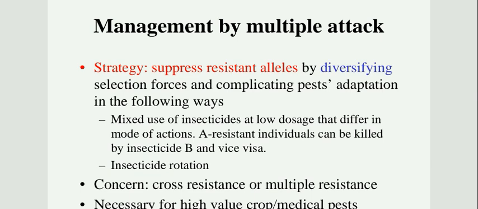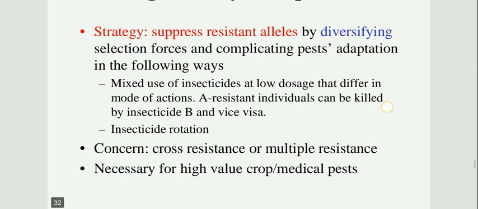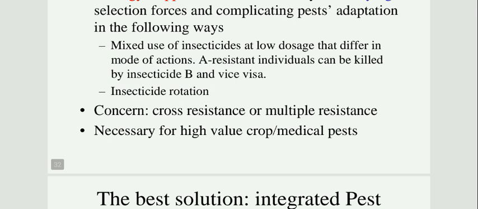Management by multiple attack strategies suppresses resistant alleles by diversifying selection forces and complicating pest adaptation in the following ways: mixed use of insecticides at low dosage that differ in modes of action. A resistant individual can be killed by insecticide B and vice versa. With insecticide rotation, cross resistance or multiple resistance can happen. Necessary for high value crops and medical pests.